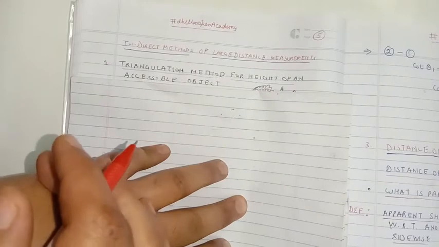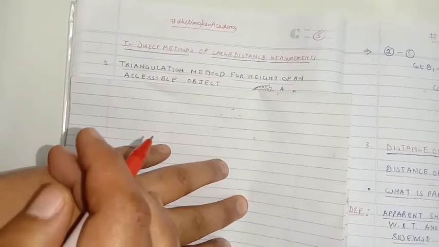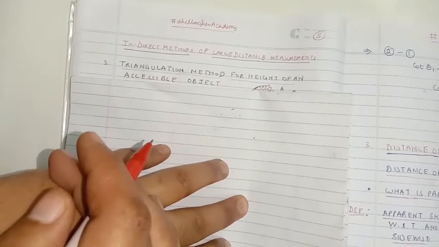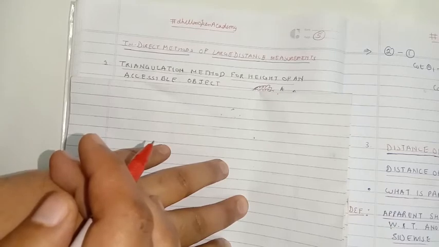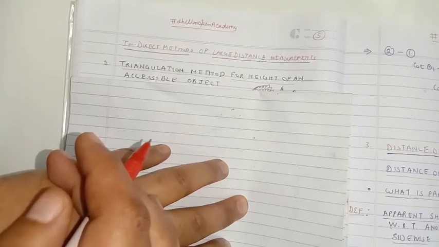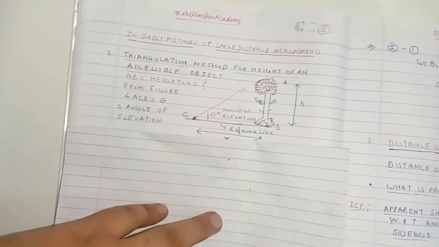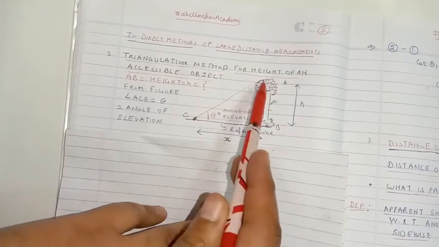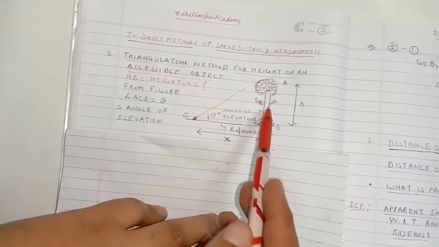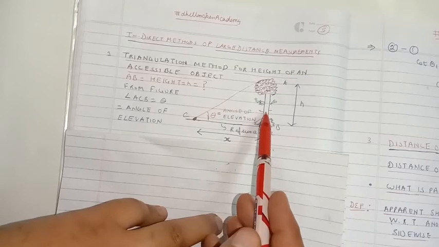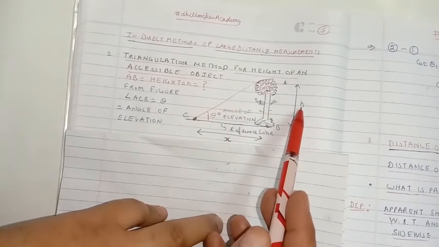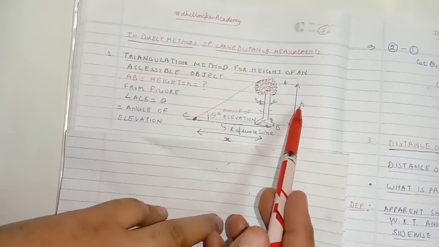Accessible objects, for example a pole or a tree or the height of a building, are all known as accessible objects. Here, for example, let AB be our accessible object, which may be a tree or a pole of height h. We want to determine this height.